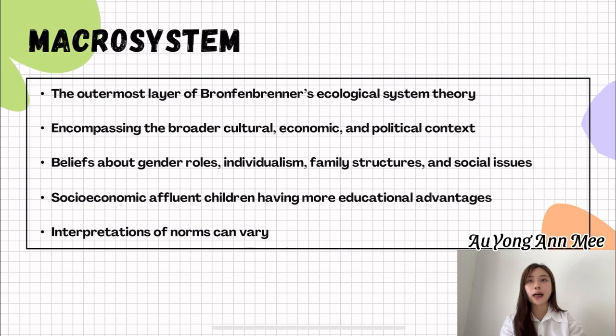The macrosystem is the outermost layer of Bronfenbrenner's ecological system theory, encompassing the broader cultural, economic, and political context that influences all other layers. Unlike the direct interactions of the microsystem, it represents the established society and culture influencing the child's environment. This includes beliefs about gender roles, individualism, family structures, and social issues, which set norms permeating a child's microsystem. Socioeconomic status also plays a role, with affluent children generally having more educational advantages than those in poverty. However, interpretations of these norms can vary, as not all families within the same culture share identical values.